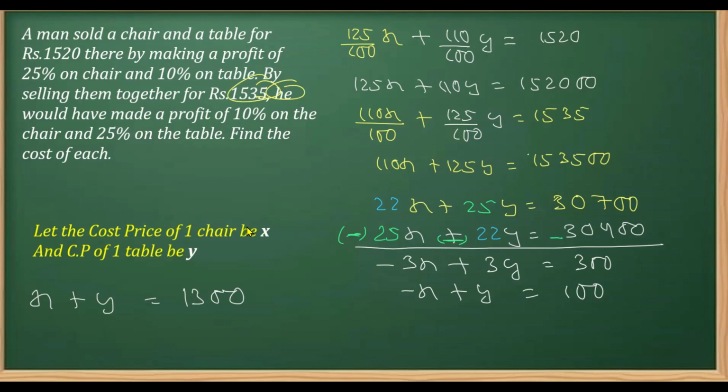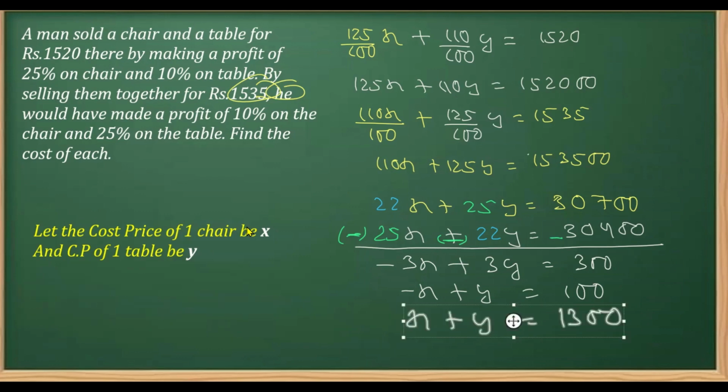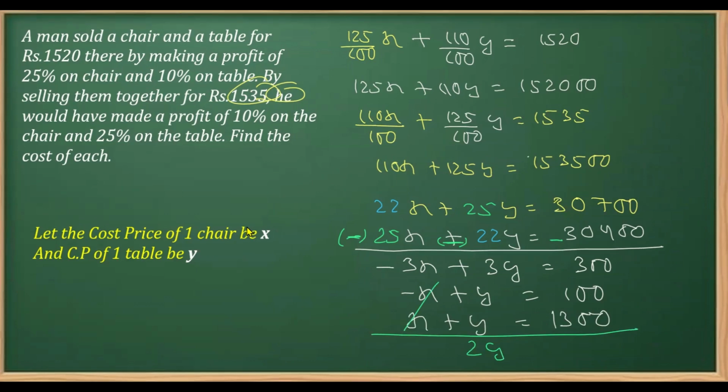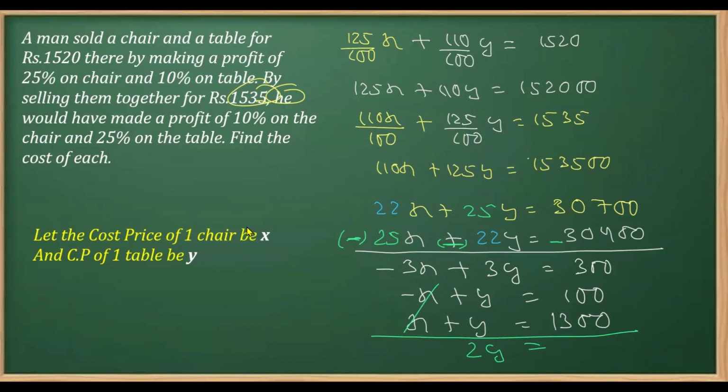Just by adding these two equations, the first equation which we obtained was this. Let's put this next to this. If I add these two equations, x gets cancelled. y plus y is 2 times y, and this is coming as 1400. If I reduce by 2, I'll get 700. So I got the value of y as 700.